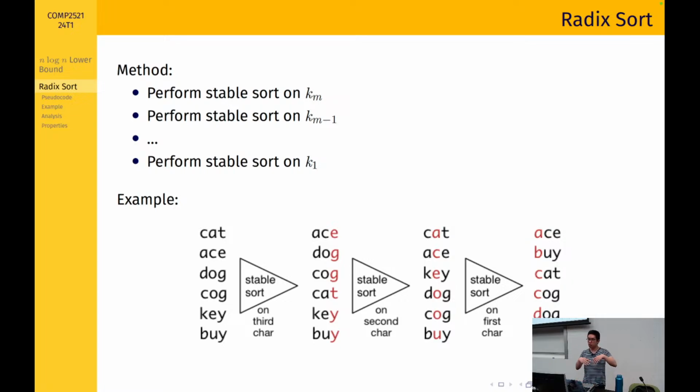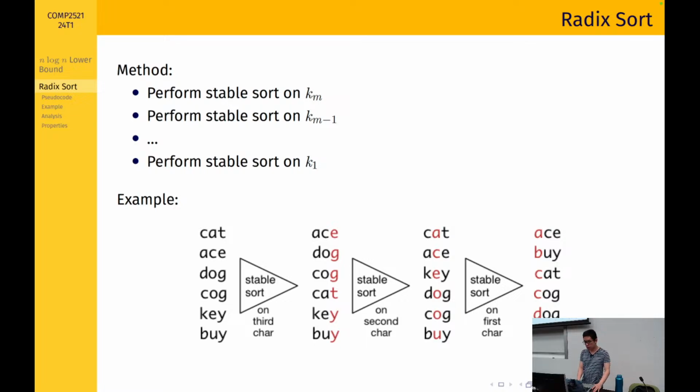Right, and we need these sorts to be stable because if we had an unstable sort, let's consider the last step here. If we perform an unstable sort, then look at these two words. Cat and cog have the same first letter C. If the sort was unstable, then we might end up with cog occurring before cat in the final result, which would not be alphabetically sorted. So we need all the sorts to be stable.